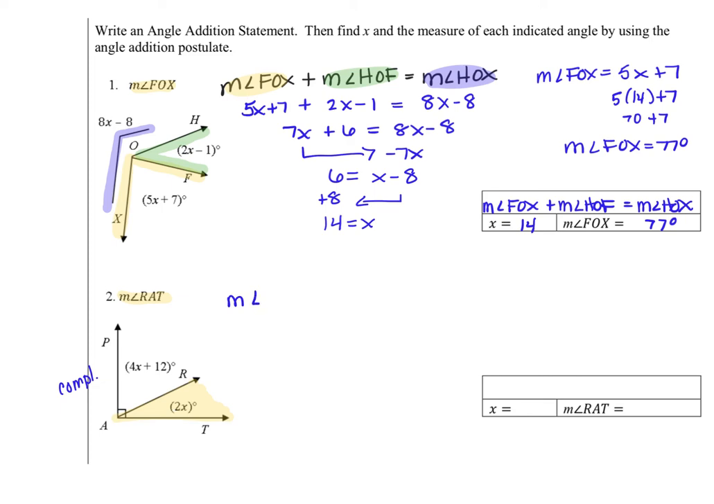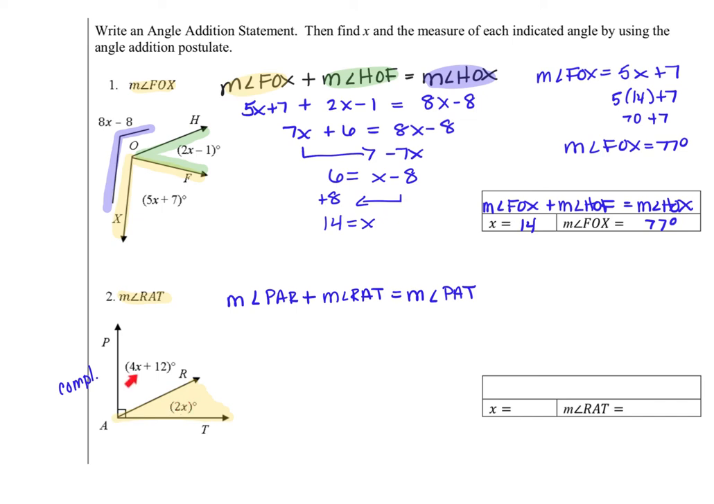We have measurement of angle PAR plus measurement of angle RAT is equal to the measurement of angle PAT, which I know is 90-degree angles because of that little box. So now we're just going to replace these angles with the values that are given to me in the diagram.